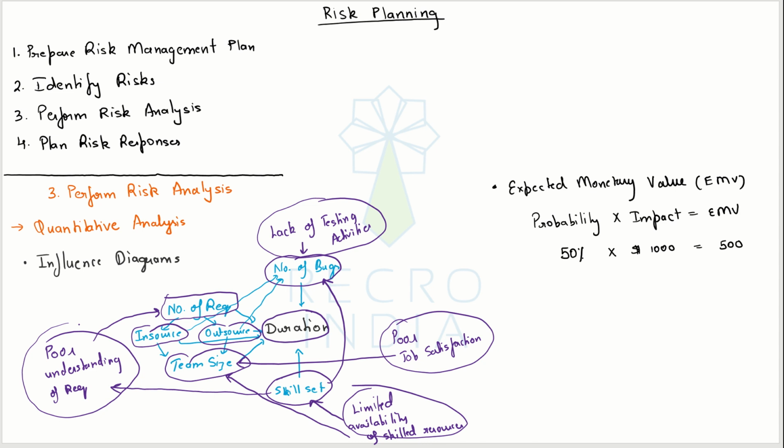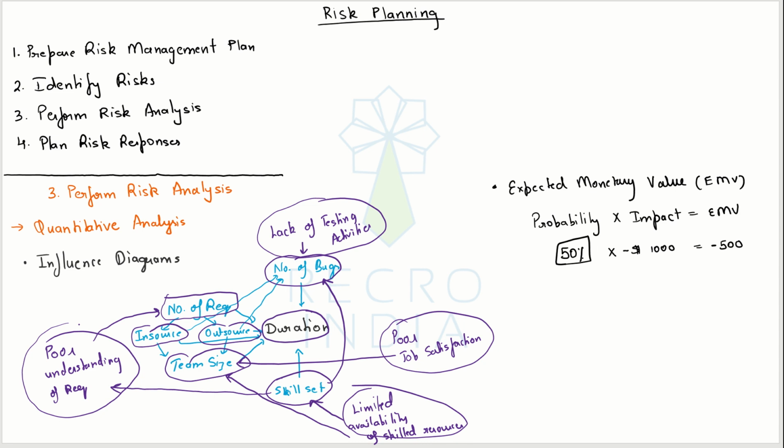So we can plug these values within the influence diagram. Say for example, what is the chance of poor job satisfaction? 50% chance of poor job satisfaction. And then what is the impact of it? $1,000 negative impact, because this will be costing us money. So in this case we are saying the expected monetary value of this is minus 500.